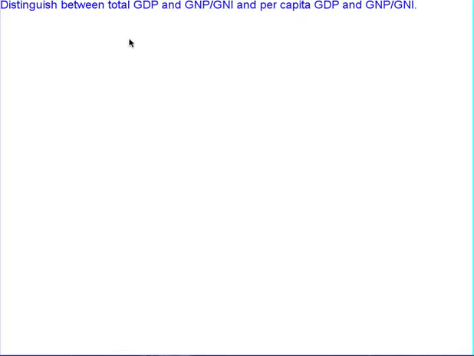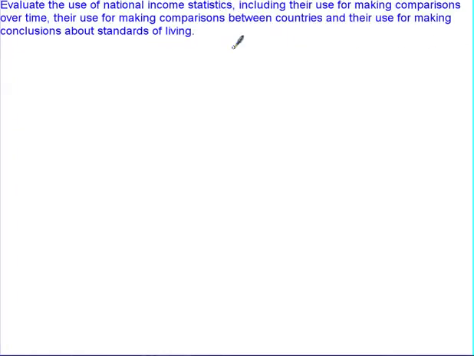All right, in this lesson, we're going to look at distinguishing between total GDP and gross national income and per capita GDP and per capita national income. And we're also going to take a look at why we use these national income statistics and what are their shortcomings. But first, before we get to that, I wanted to go back and make one more point about this real versus nominal and why looking at the real value is so much more important than looking at the nominal.